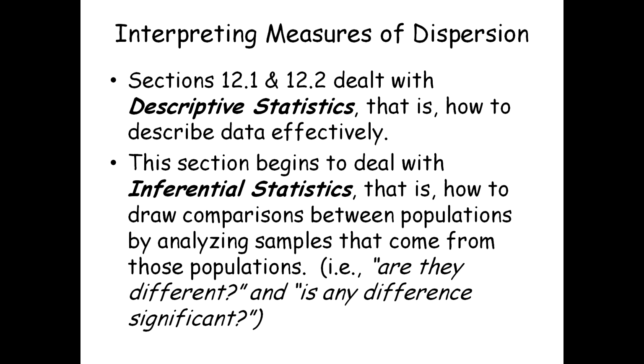Now, back when we talked about sections 12.1 and 12.2, that was with regard to descriptive statistics, how to describe the data effectively. In this section, we talk about inferential statistics, that is, how to draw comparisons between populations by analyzing samples that come from those populations. For instance, are they different, and is any difference significant? It's beyond the scope of this course to go into huge detail with regard to statistics, but we're going to touch on them slightly here.